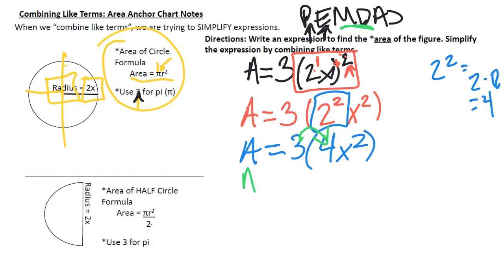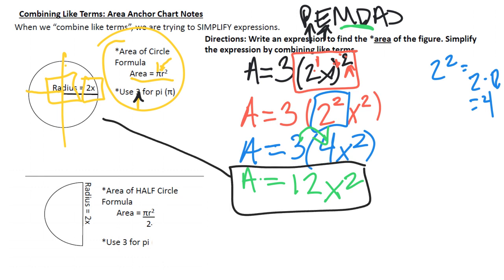So my area is equal to 3 times 4, which is 12. And then x squared I also bring down. So my area is equal to 12x squared. Now I cannot combine 12 and x squared, so this ends up being my final area for that full circle.